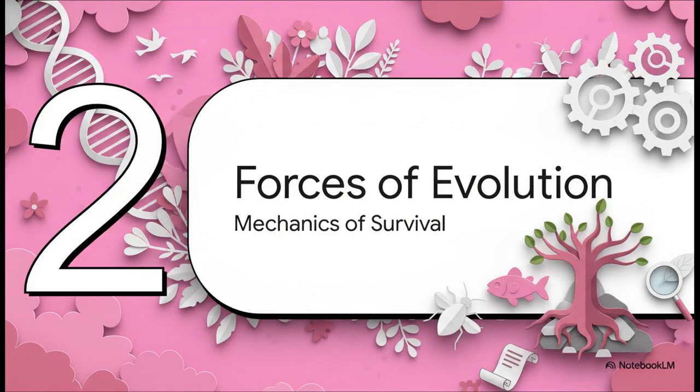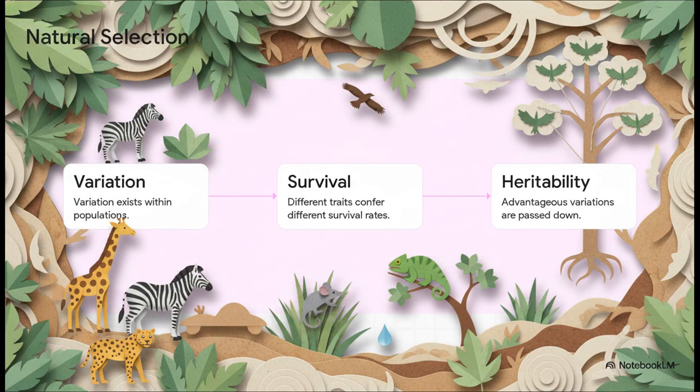Let's dive into Chapter 2, Forces of Evolutionary Change, and look at the mechanics of survival. The process of natural selection follows a brilliant, honestly kind of ruthless logic. First, organisms naturally vary in their physical traits and behavior. Literally no two are exactly alike.